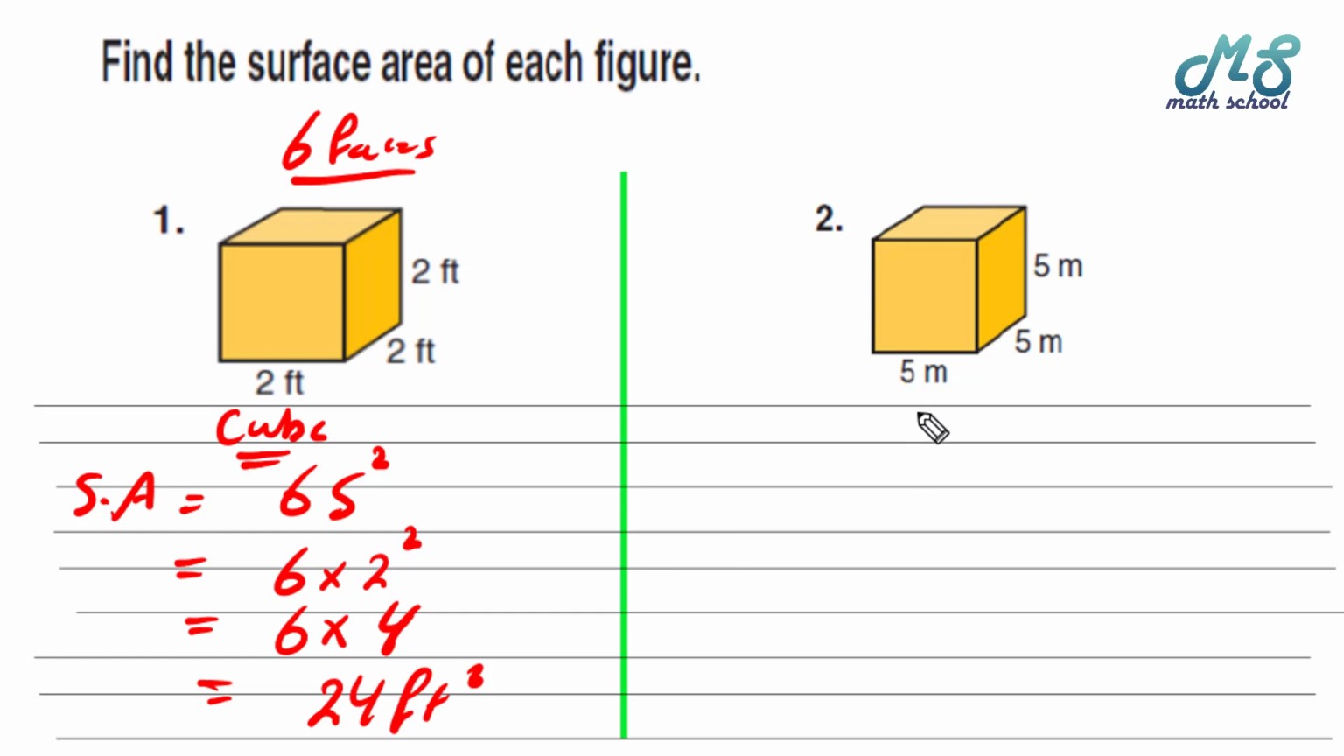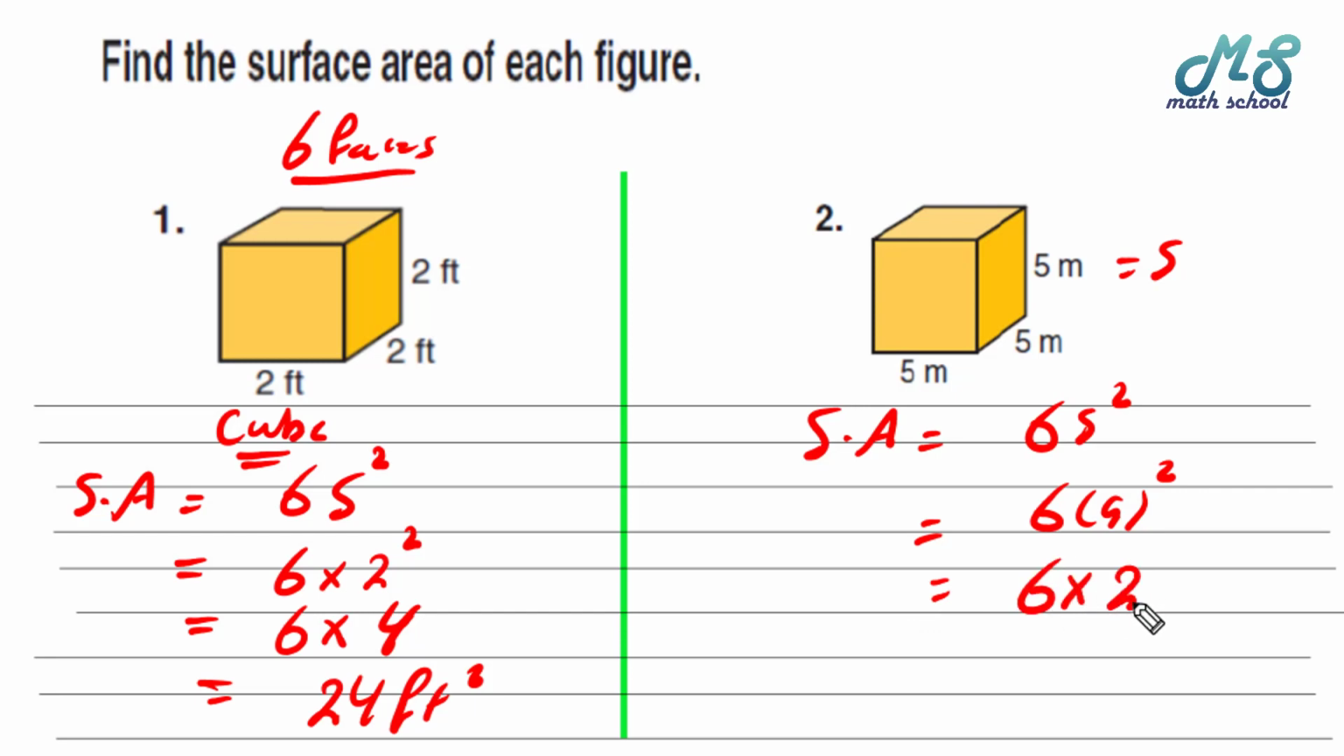Next, to find the surface area of the next cube, surface area is equal to 6s squared. Ask yourself, s equals what? Equals 5 meters. Now we can write 6 times 5 squared. 5 squared is equal to 25. 6 times 25 equals 150 square meters. So don't forget, to find the total surface area of the cube, just find the area of one face, then multiply by 6 because we have 6 faces.